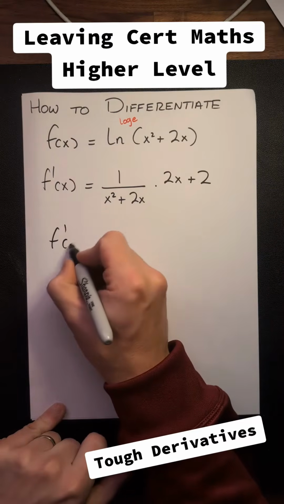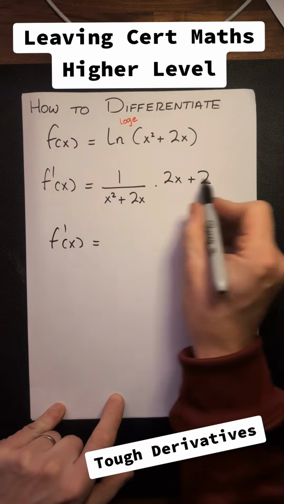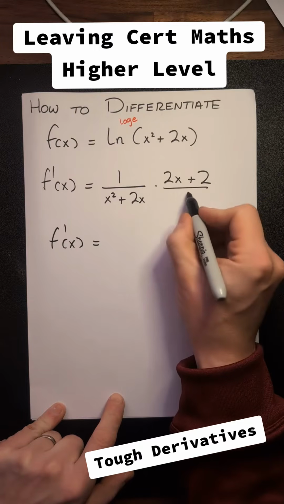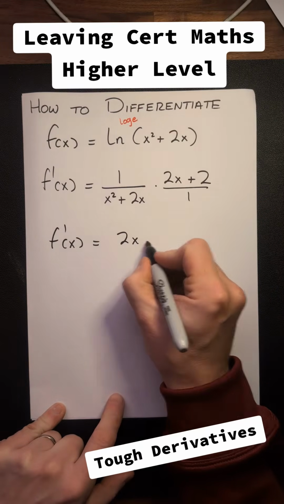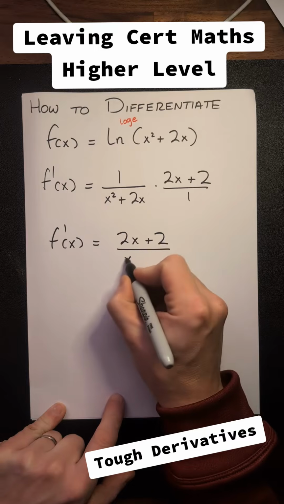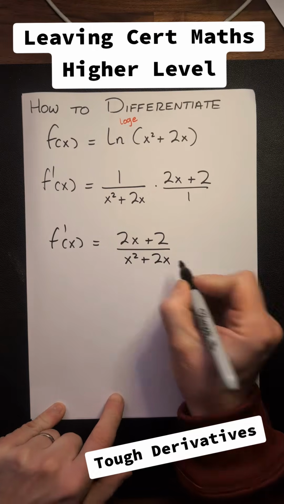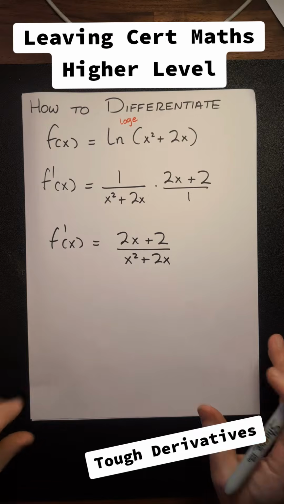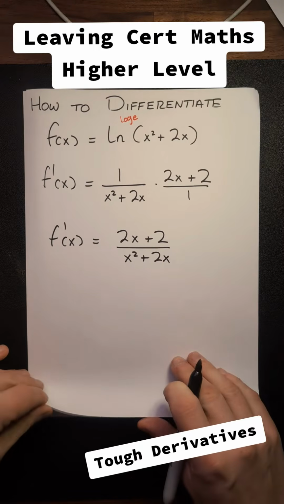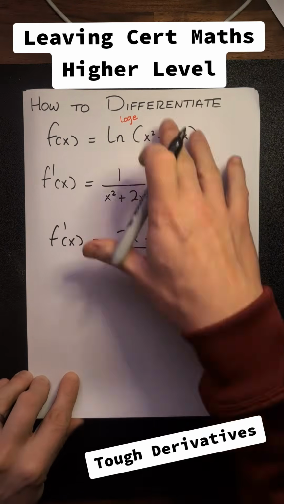And we might finish it off then just by multiplying the top and the bottom. So essentially that's 2x plus 2 over 1. So we end up with 2x plus 2 over x squared plus 2x. No need to simplify unless they specifically ask you. I would never simplify unless they ask me, in case I might make a mistake. This is a nice one.